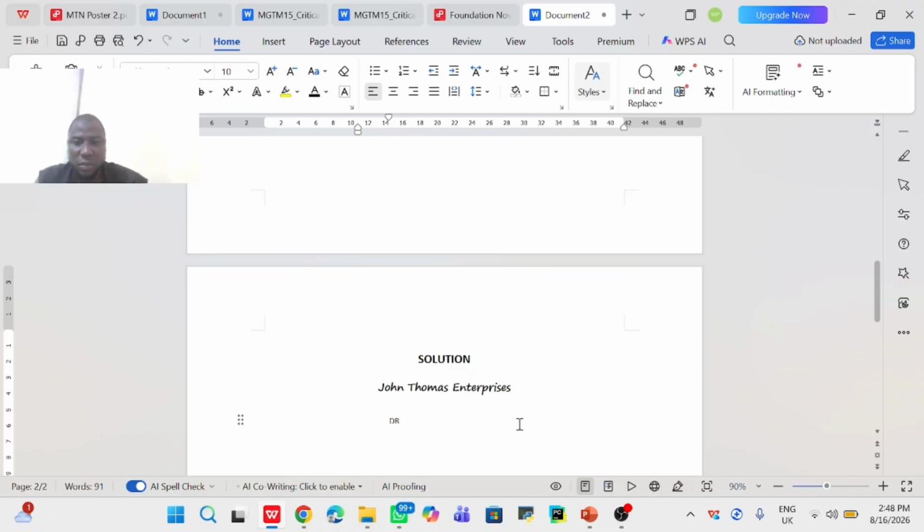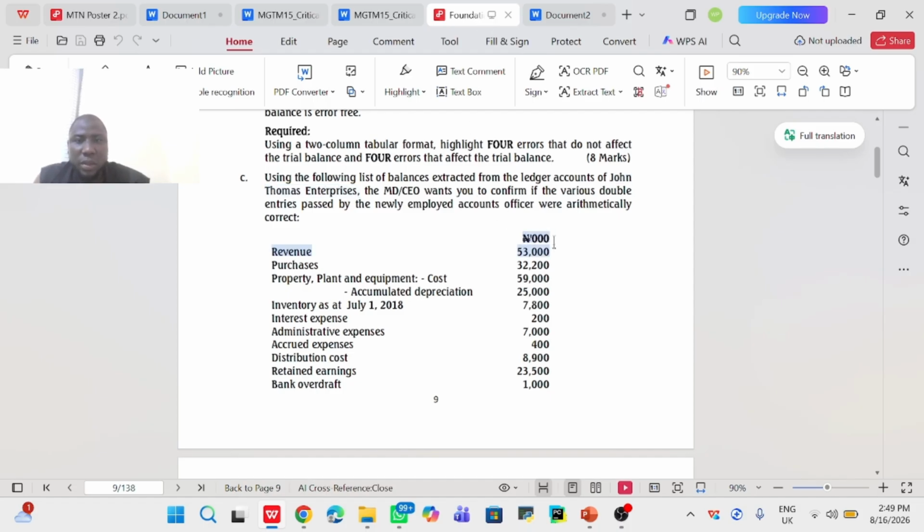Here we have the debit side. We have the credit side. Here we have naira. Here too we have naira. So let's start.